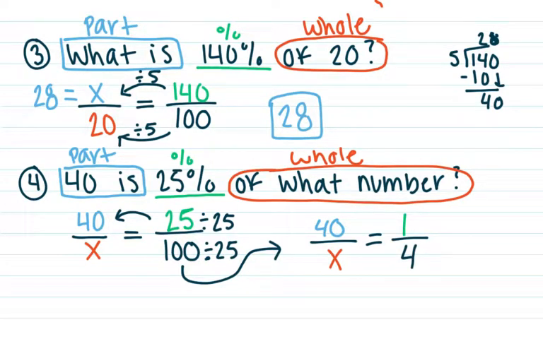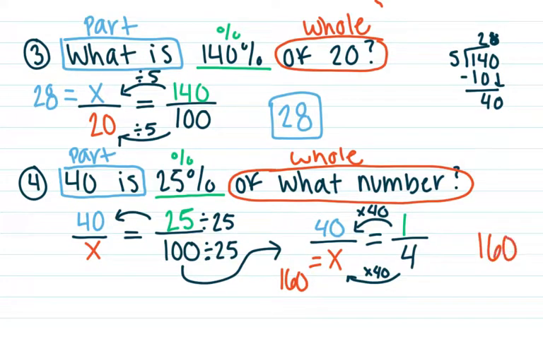All right, now I should be able to solve this. So what can I do to 1 to make it a 40? Using multiplication or division, I can multiply it times 40. And then I'm going to do the same thing on the bottom. So I'm going to multiply times 40. Well, 4 times 40 is going to equal 160. So my final answer here is 160.